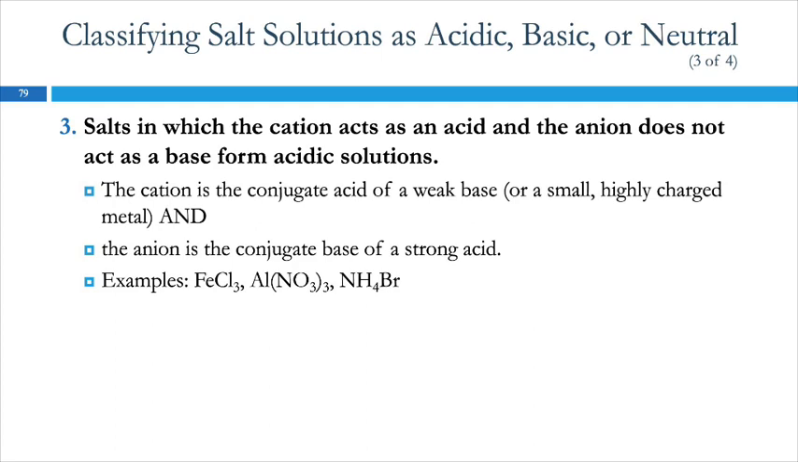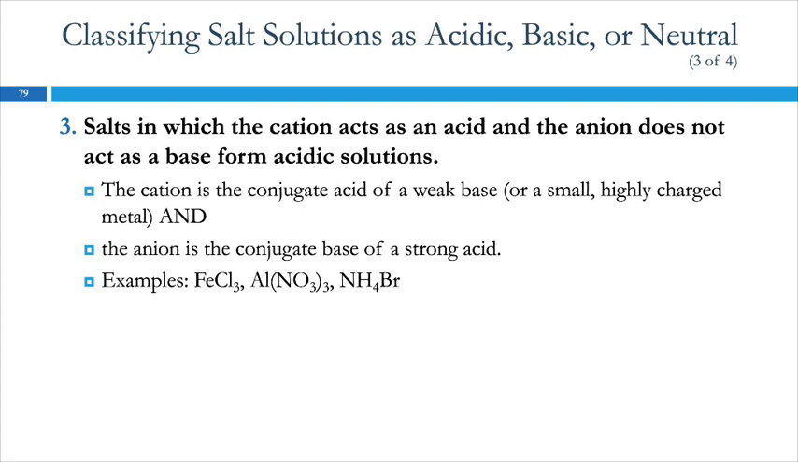We can have salts where the cation acts as an acid and the anion does not act as a base. So this is going to give us an acidic solution. The cation is the conjugate acid of a weak base, or it could be one of those small highly charged metals, Fe3+ or Al3+. And the anion is the conjugate base of a strong acid. I would not want to just look at this and say whether the solution is acidic or basic. I would talk through it in my head.